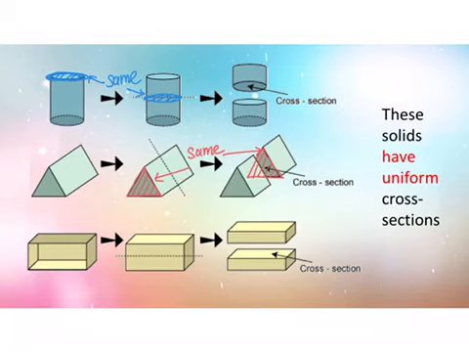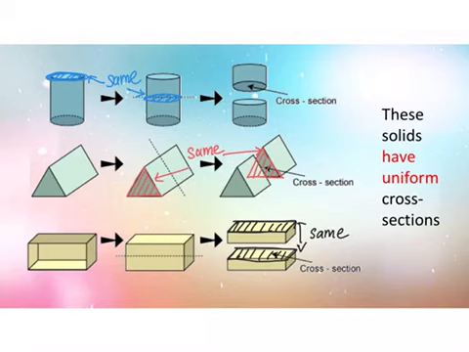Let's consider lastly a cuboid. If I cut horizontally across, I will have a rectangular cross-section over here at the top and another rectangle over here in the middle. And these two have exactly the same shape and the same size. So they will have the same cross-sectional area.